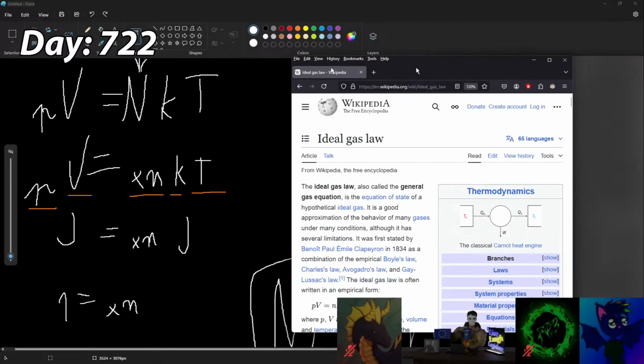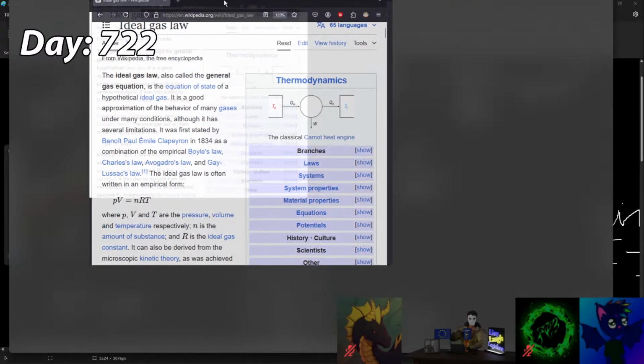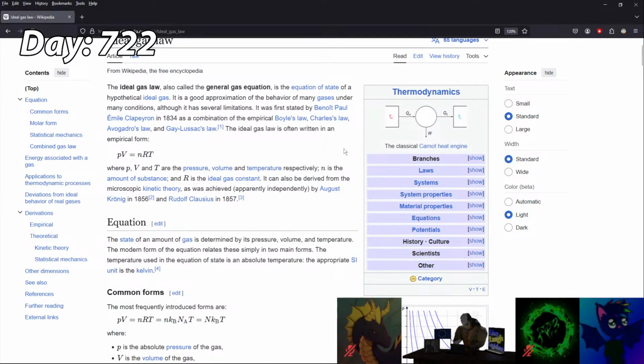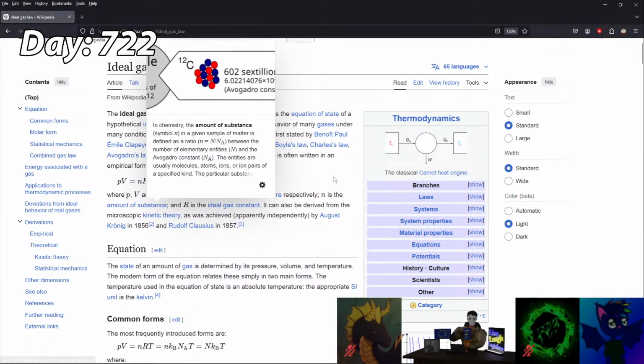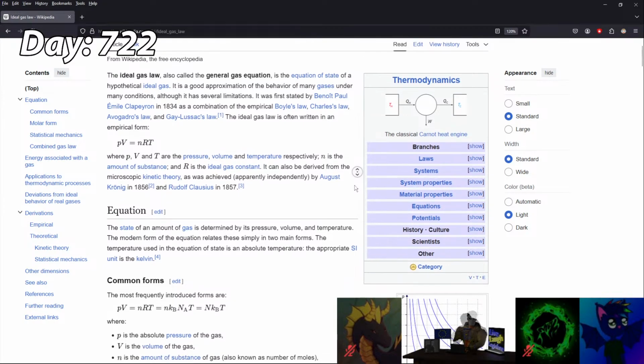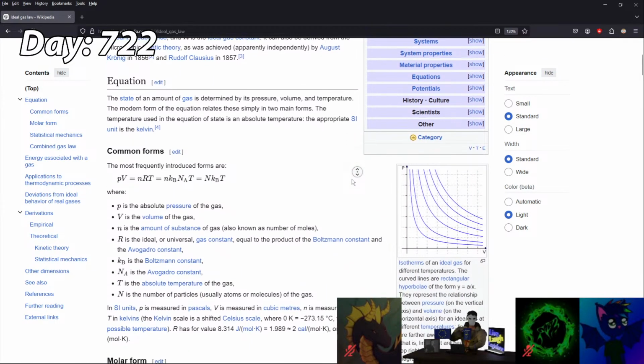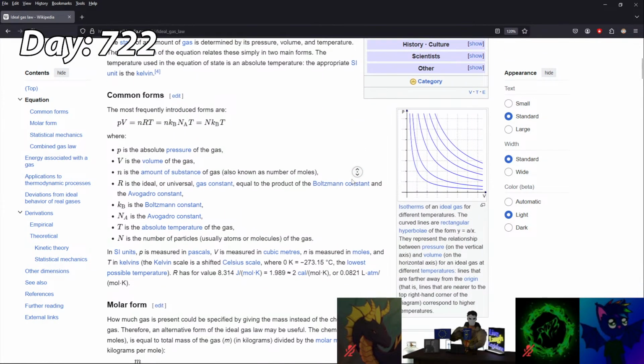Hold on. Let's look for an answer. There has to be an answer. There's no way people would just leave that be and say, oh, it works, we shouldn't worry about it. N is the amount of substance. Okay, great. Equation, the most frequent forms are, there we have it.